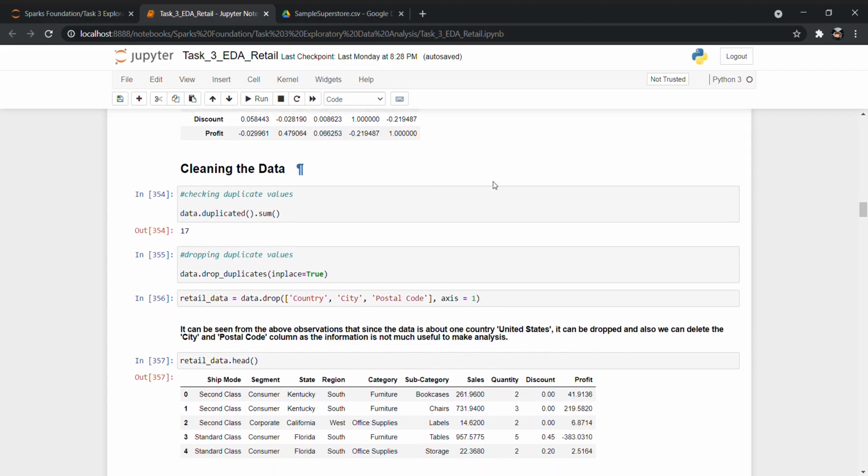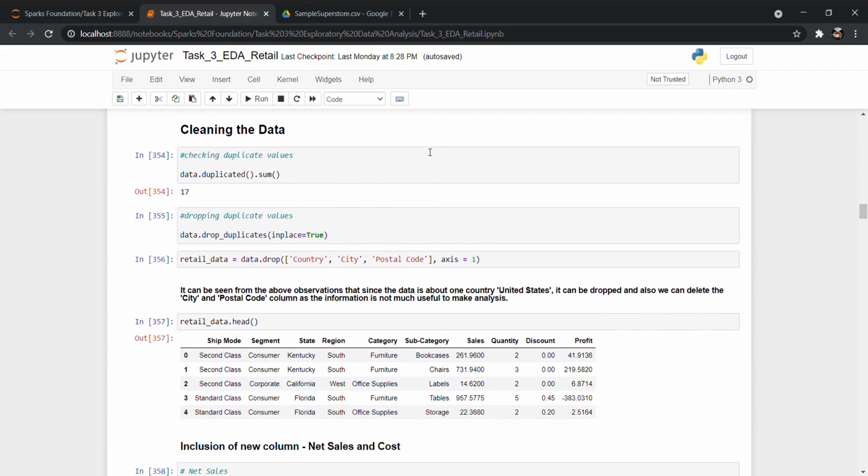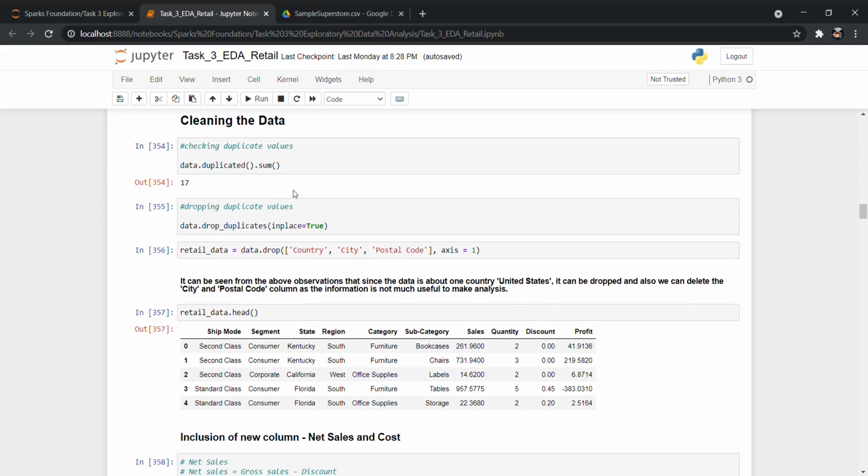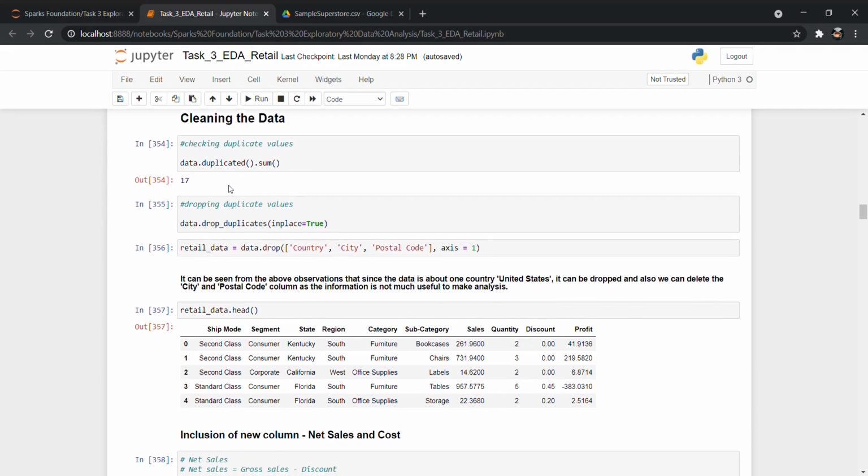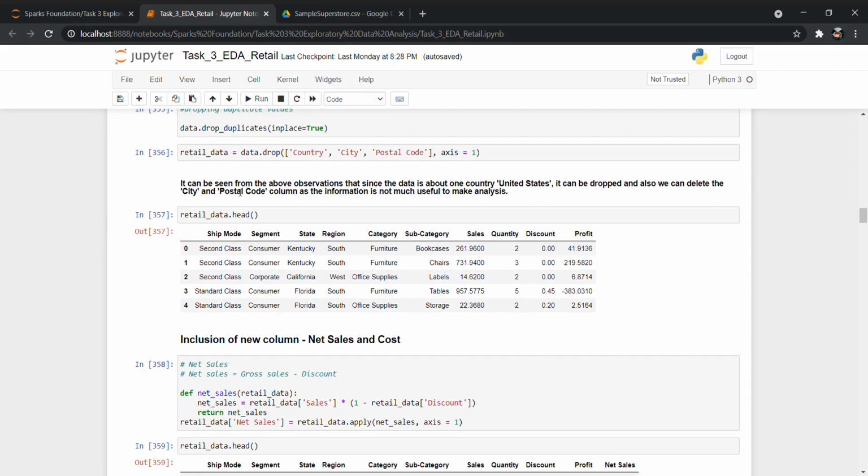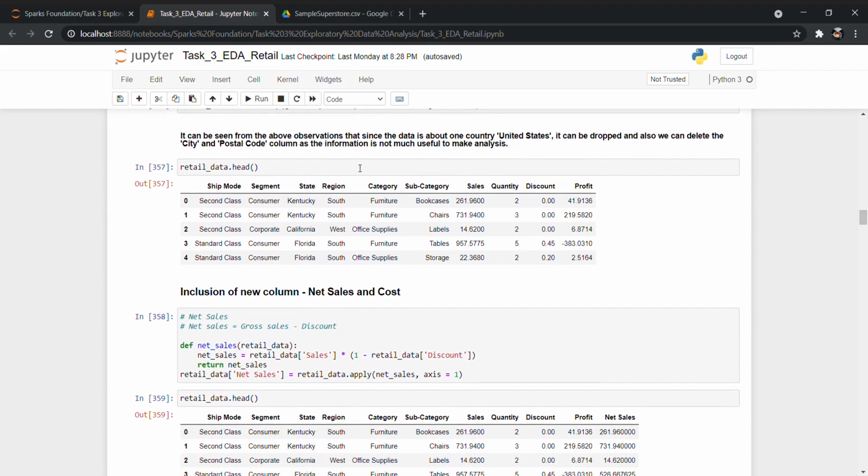The next step is cleaning the data. Here I have applied the data.duplicated function to obtain the duplicated values in our dataset, and there are 17 such values which I have then dropped. Looking at our dataset, we can tell the country and the postal code column are constant, and the city column I feel is of no much use for our further analysis. After dropping certain columns, here is the new dataset.